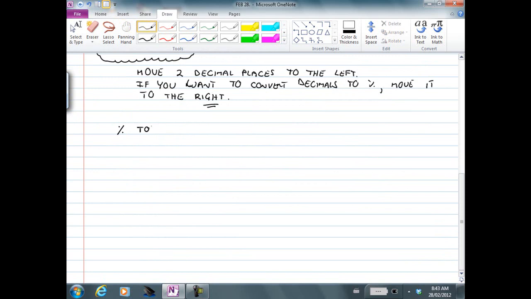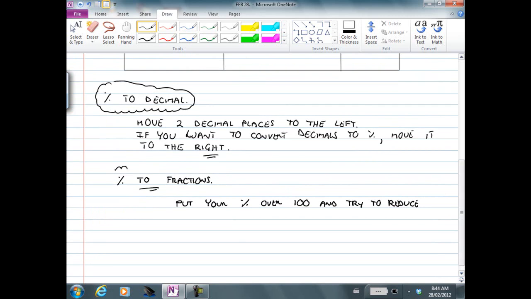Now, to go from percent to fractions. Okay. Again, I didn't use any calculator. Here's what you're going to do. Put your percent over 100 and try to reduce. Here's what a lot of you didn't do. A lot of you didn't reduce. We're going to go back.